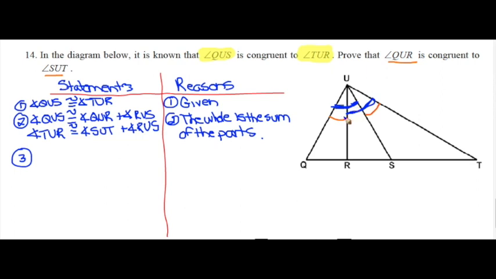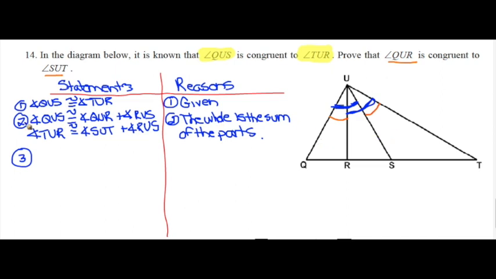Our proof involves proving that angle QUR, which I showed in orange, is congruent to SUT over here, also in orange. So blue, I marked the things I know, and orange, I marked the things I want to prove. My strategy here is, since they both share this piece in the middle, if I could subtract it away, the remaining values would be congruent.